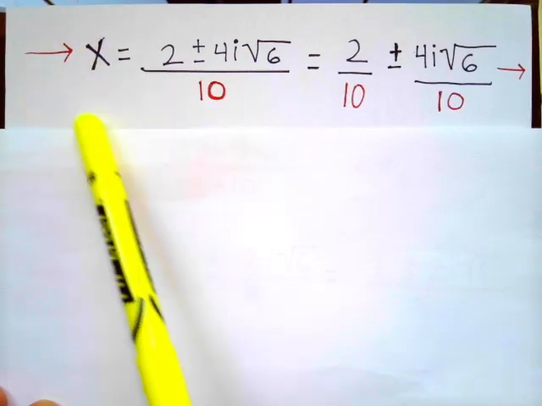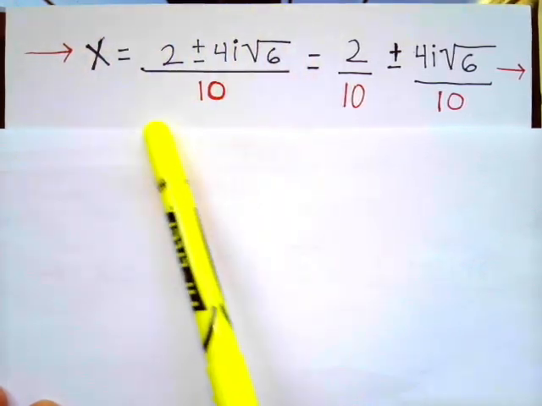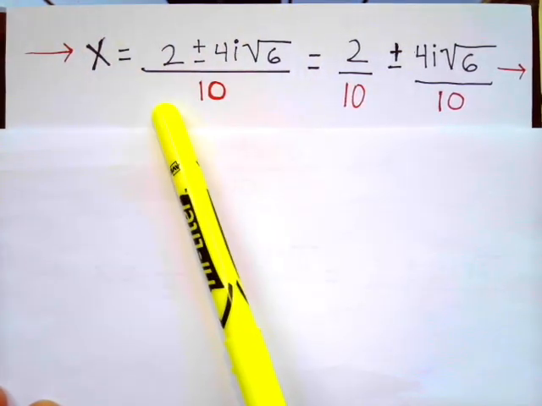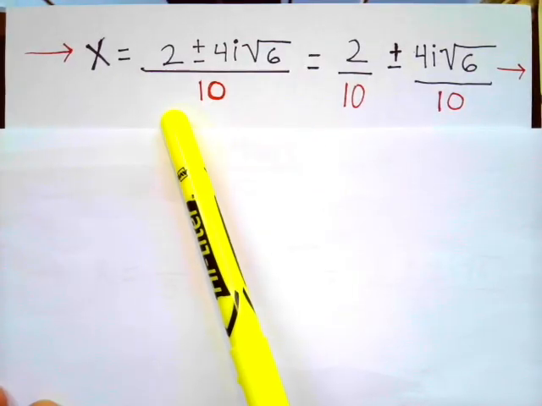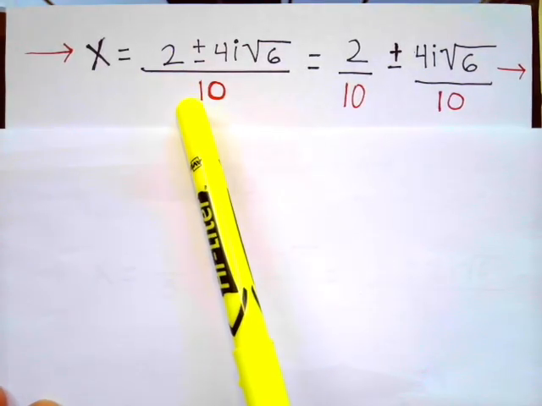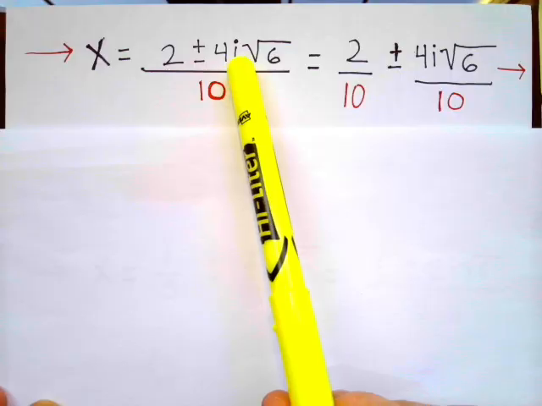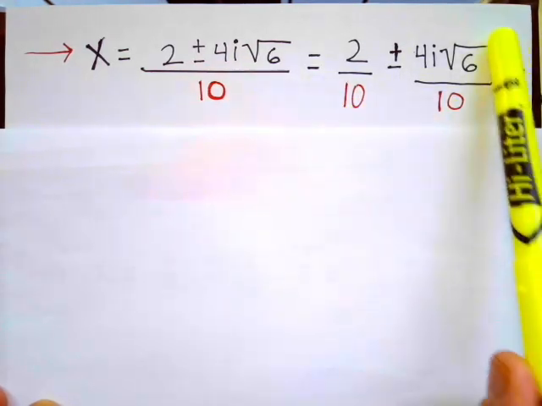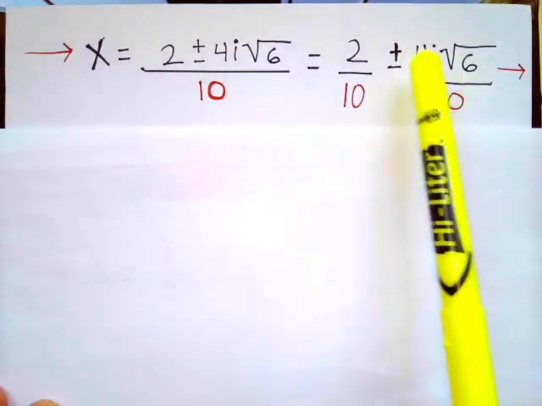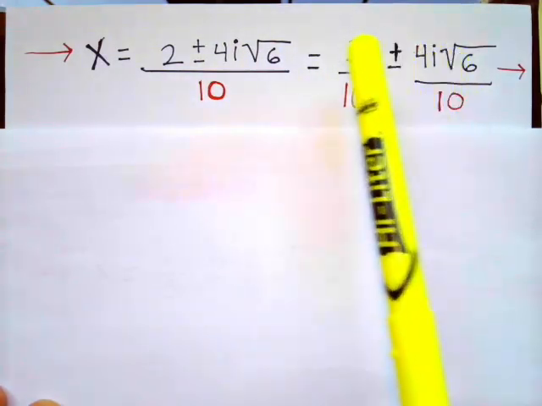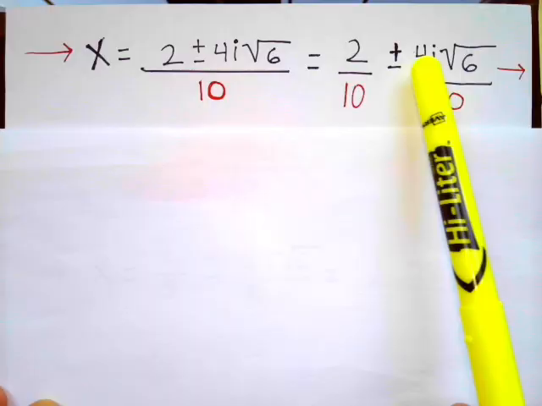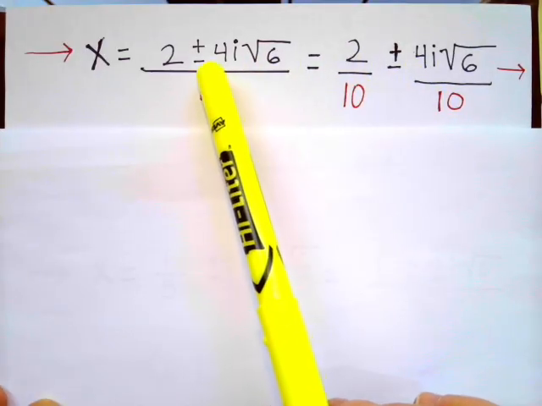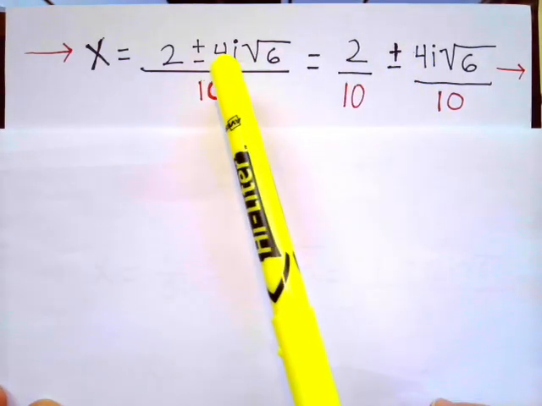So we left off at part 4. This was our last problem that we had here. And remember in part 1 I said, hey, this is 2 over 10 plus or minus 4 times i times the square root of 6 over 10. Right? And that's what I'm showing you here. These two ways of writing this equation are exactly the same.